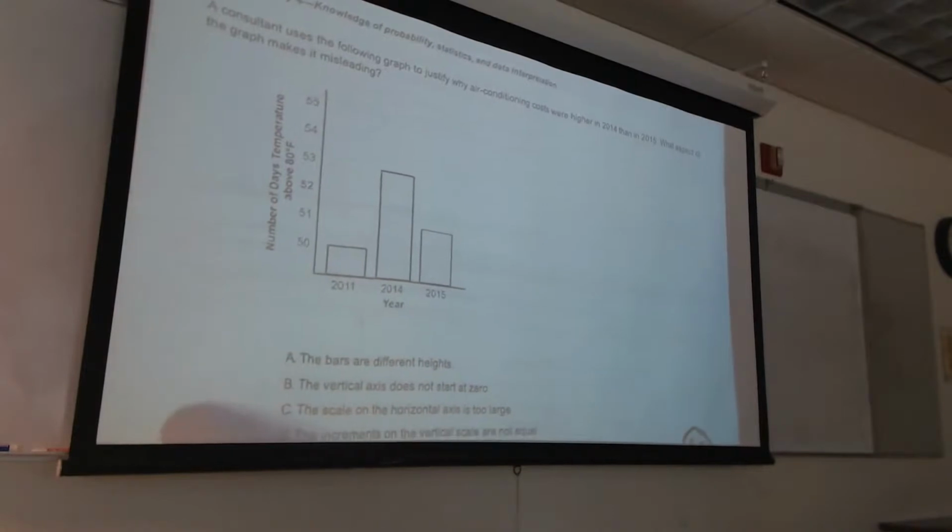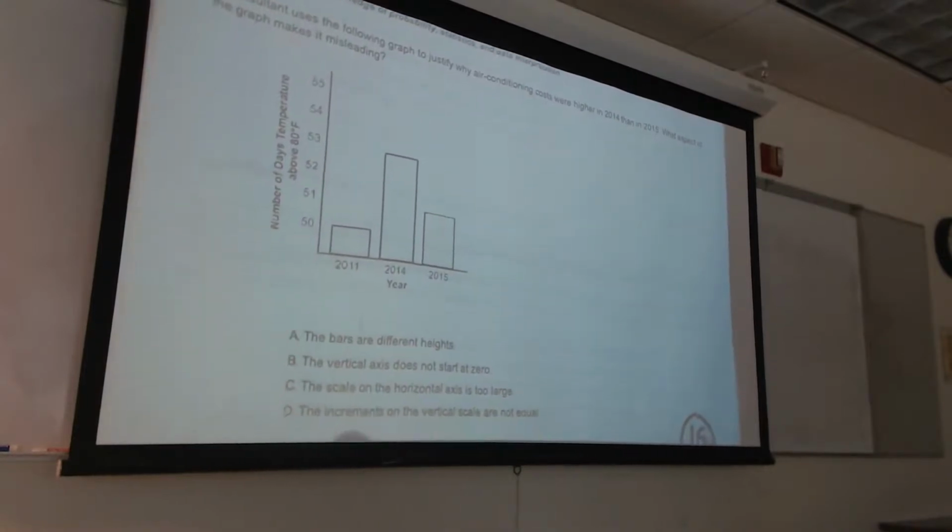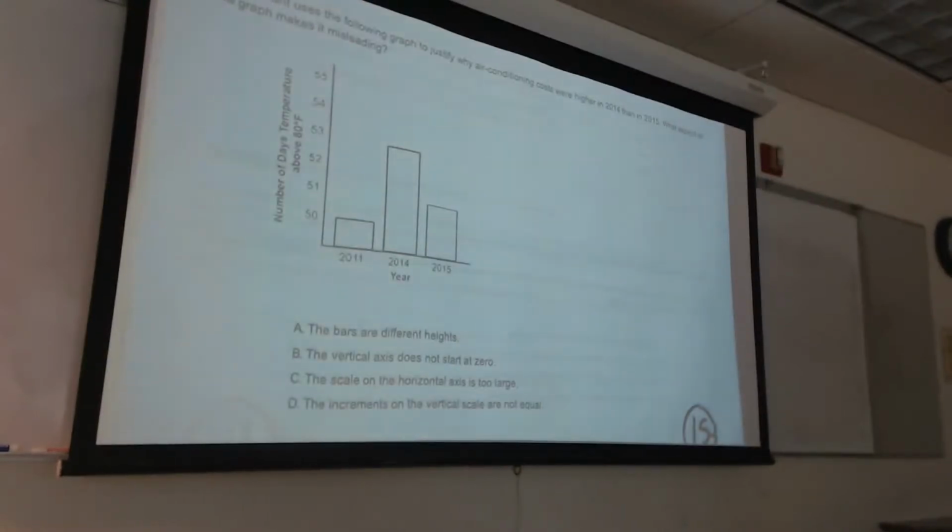37. A consultant uses the following graph to justify why air conditioning costs were higher in 2014 than 2015. What aspect of the graph makes it misleading? I want you to take a second, look at this together, kind of discuss it, and I'll be right back.